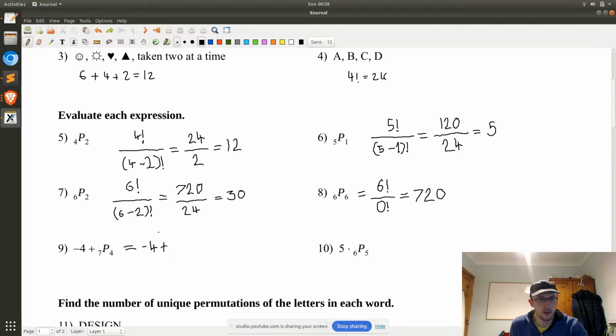Now I'm going to express this a different way. 7 times 6 times 5. So 210. Take off 4. 206.